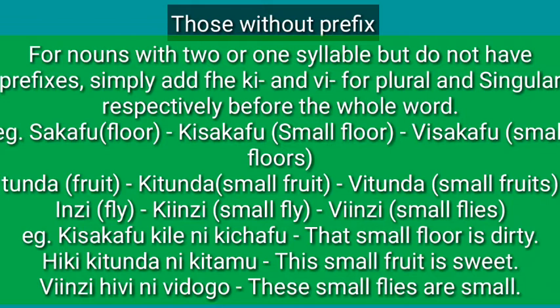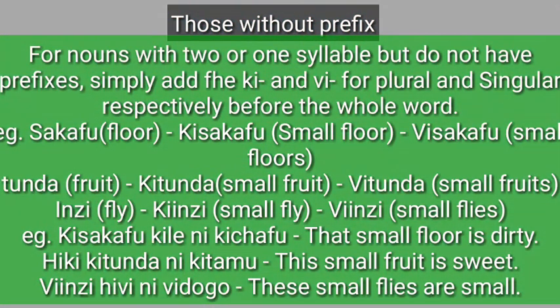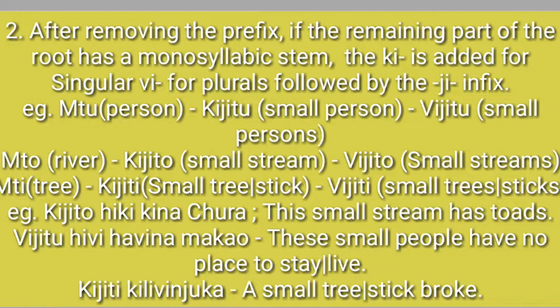Examples, kisakafu kile ni kichafu. That small floor is dirty. Hiki kitunda ni kitamu. This small fruit is sweet. All diminutives are in the ki-vi noun class. And a noun class that does not have diminutives is the PA-KU-MU, the locational noun class. It doesn't have a diminutive.